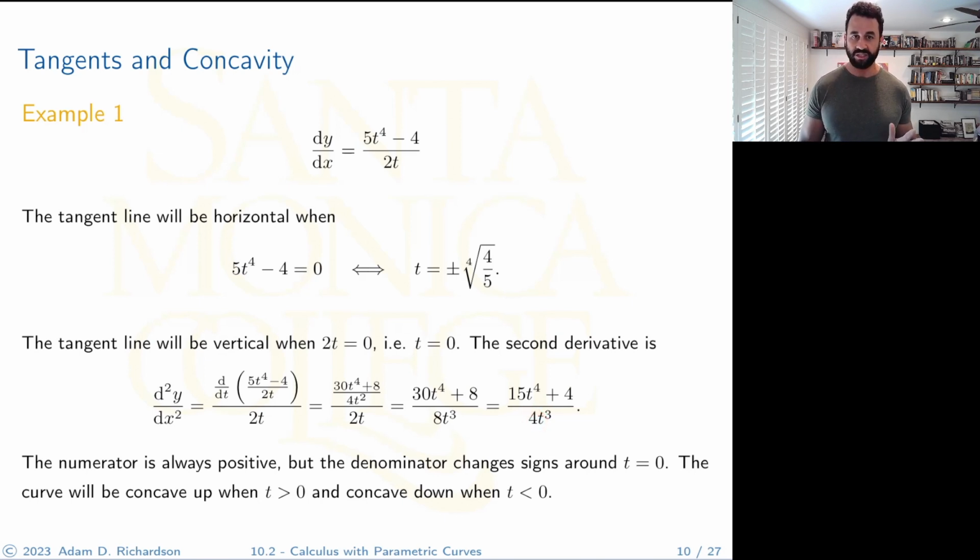But then when your time is positive, t will be positive. So this will be positive, which means this will be positive, so you'll be concave up. And then when t is negative, this will be negative. So this whole thing will be negative and it'll be concave down. So what this is saying is that the concavity changes at time 0, and it's concave up afterward and concave down before.